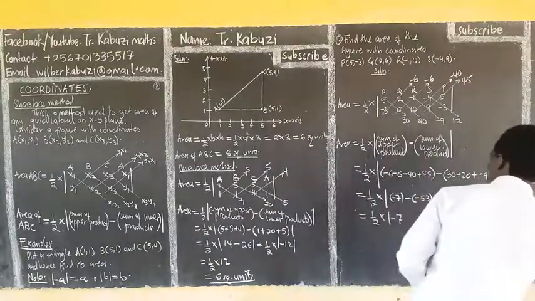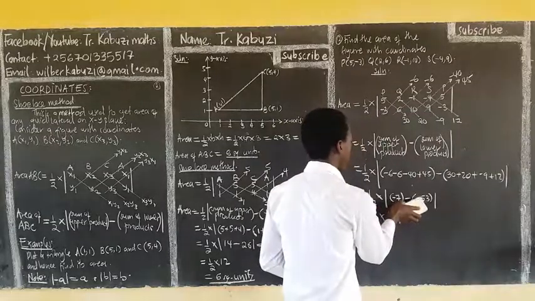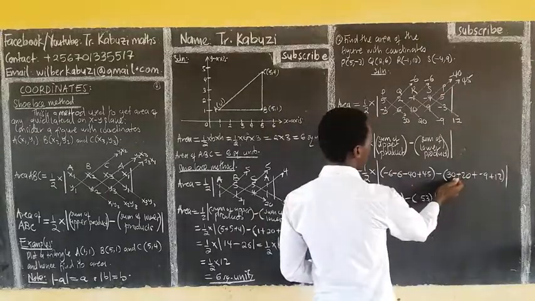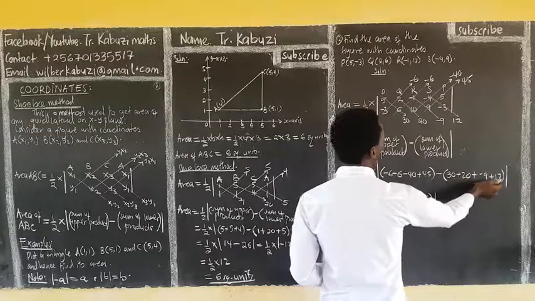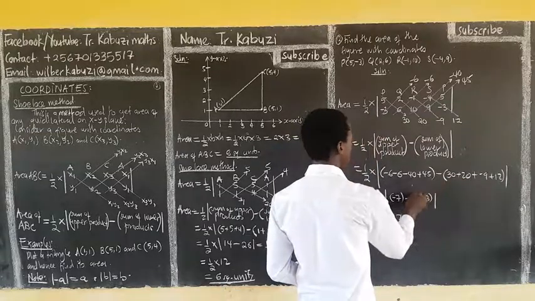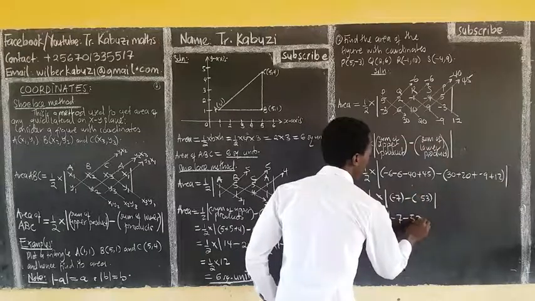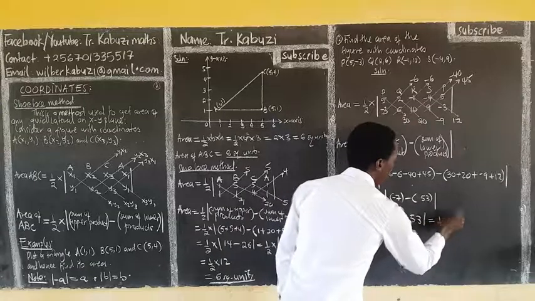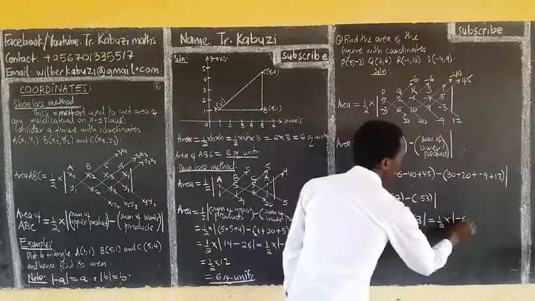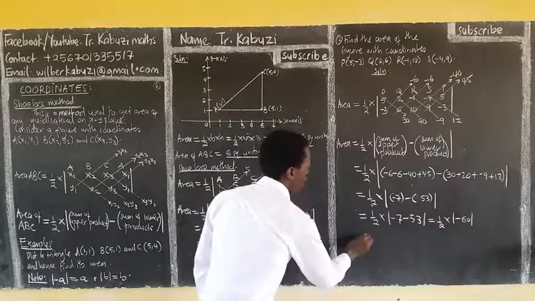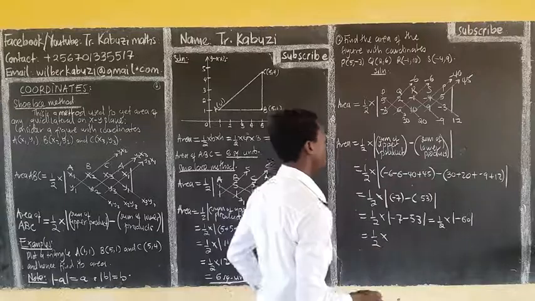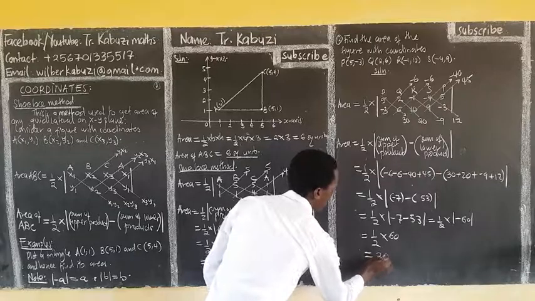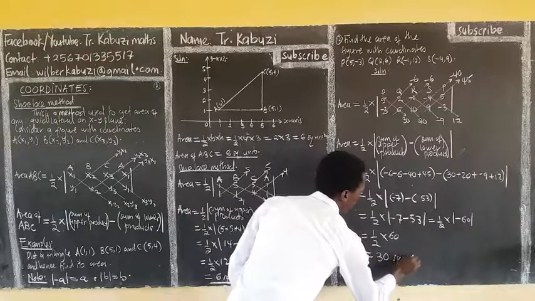Sorry, this is positive. This value is positive because this will be 20 plus 30, then plus this 3 to be 56, but remember we have subtracting of that. Then minus 53 modulus. And now you see we have a half times, when you simplify this, you get 60. And then you say it will be now a half times modulus of 60, which will be now 30. And these are square units.